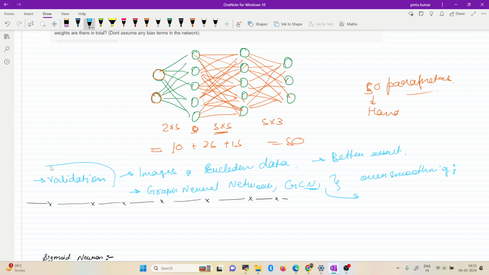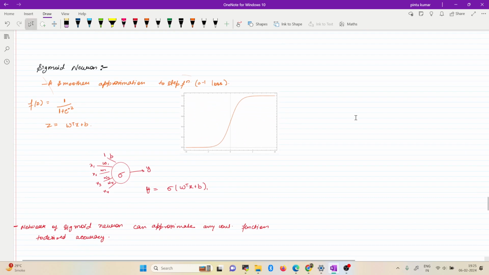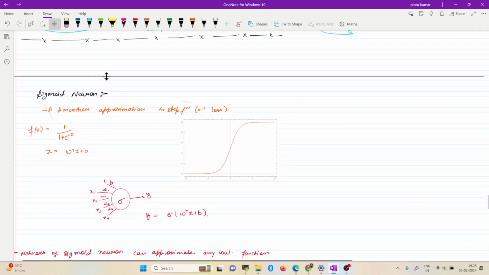Otherwise, you should use your validation data set to tune your width. Most of the work is going on in this direction only: how can we get the optimal accuracy that we want?